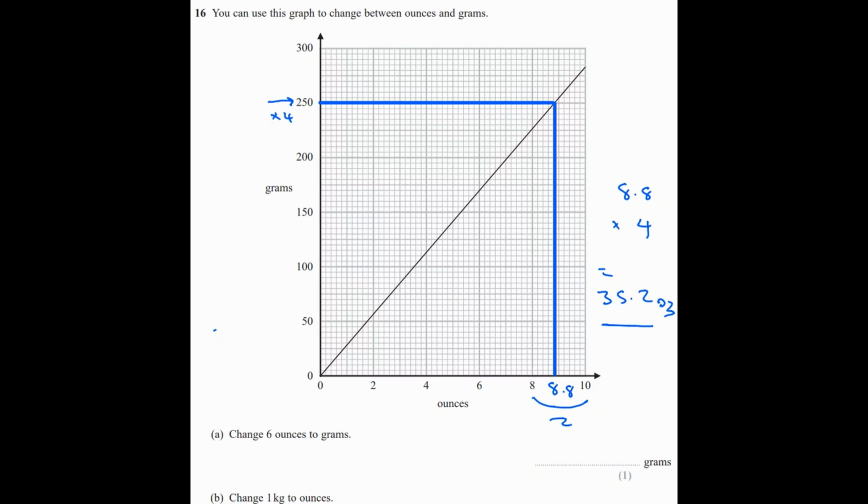I will say that the answer in the mark scheme is exactly 35 ounces, so I'm slightly out because of the difficulty in getting my line exact, and in fact they do give you a little bit of leeway either side. So again, be as accurate as you can. You do have a small amount of leeway when drawing your lines.